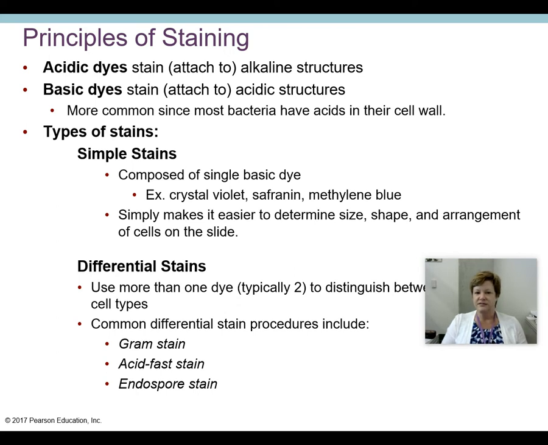So some simple stains, single stains, can be used. And these are really easy to use. Once you heat fix your spread, your smear, you're going to then put a dye like crystal violet or safranin or methylene blue. Crystal violet is a purple color, safranin is kind of a peachy pink, and methylene blue is a nice, pretty deep blue. And then you let it set for 1 minute and then you rinse with water. And that, when you look at that under the scope, you can see very good contrast. So you can estimate the size of your cell, you can identify the shape, we'll talk about that in a minute, and arrangement.